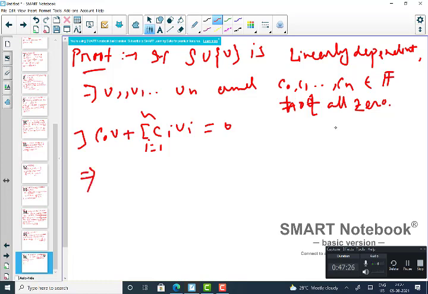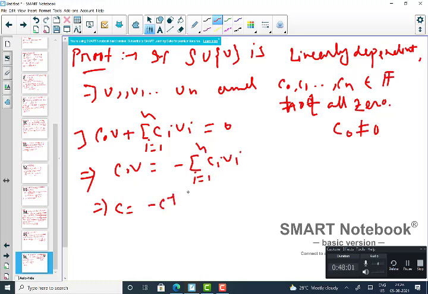C0 cannot be 0 obviously. Here you can say that C0 cannot be 0 because if C0 is equal to 0, then this sum will be 0 and that is a contradiction. Clear? So C0 cannot be 0. So you can write down C0 v is minus summation CiVi, i equal to 1 to n, and hence C0 not equal to 0 means C0 inverse exists.